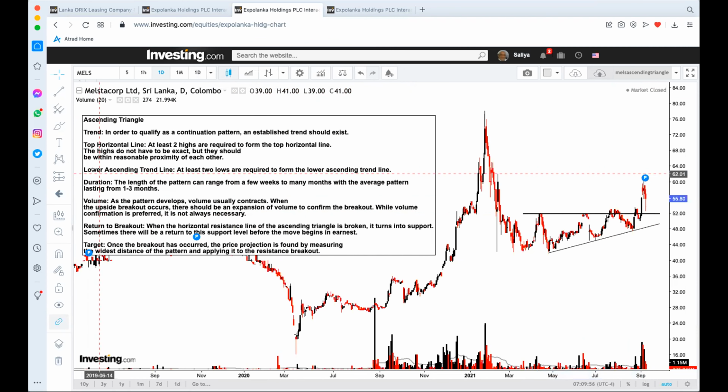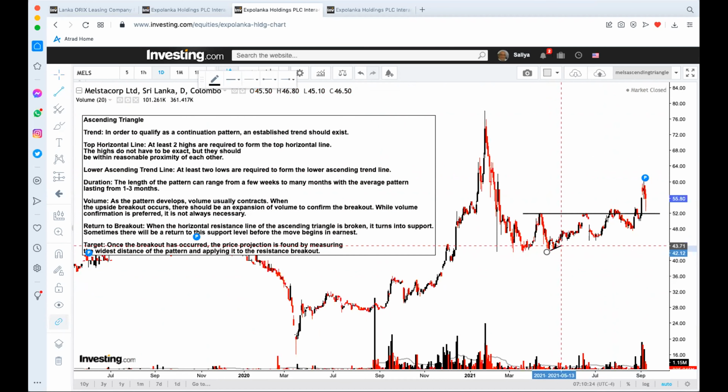Thereafter, you have the lower ascending trend line. So the support line is ascending, with the joining of the lows here. And here it says at least two lows are required to form the lower ascending trend line. This is how you do that. First you pick one low like this, and then you can pick either this low or this low.